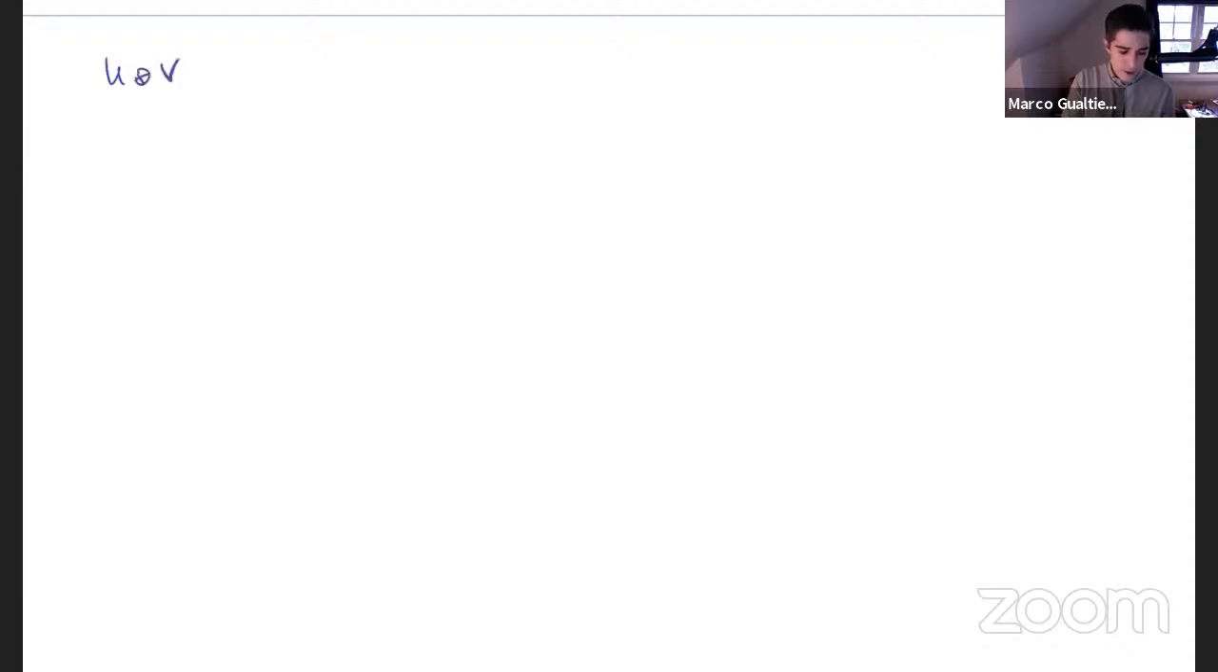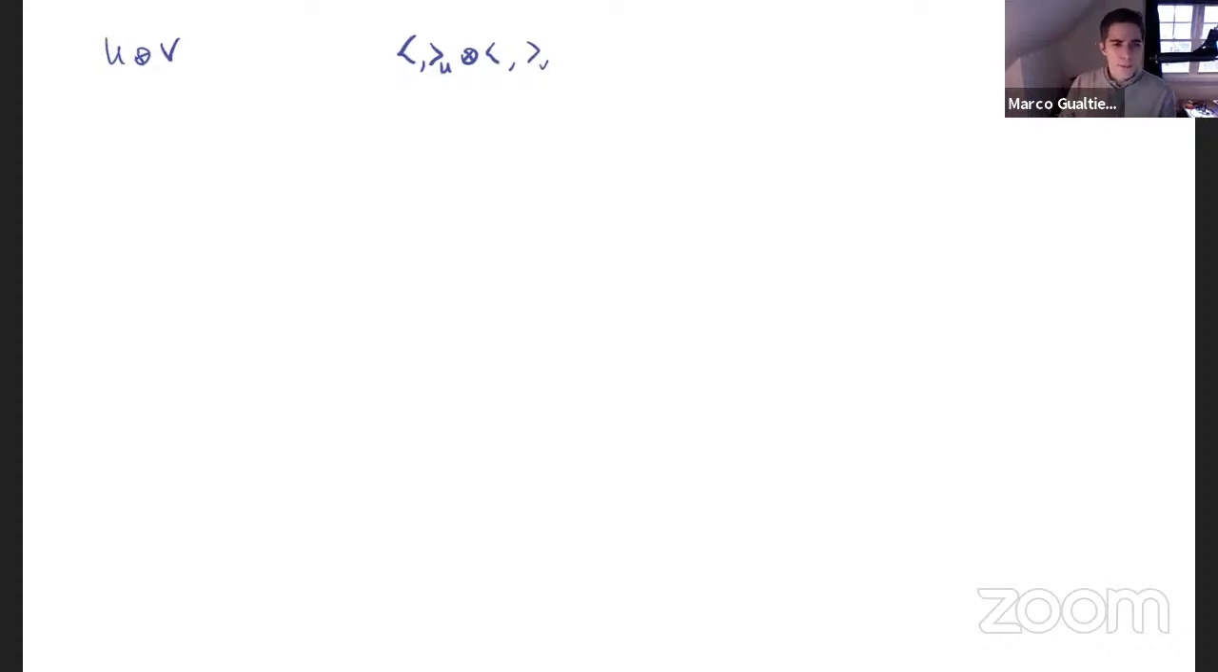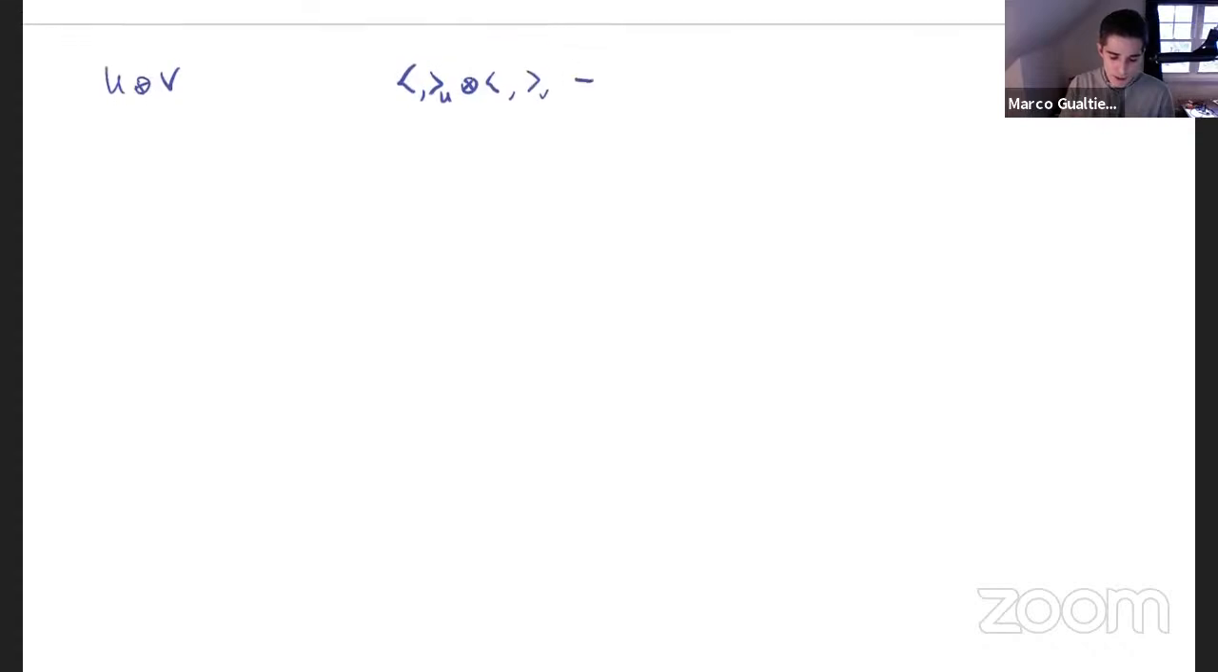Okay, so getting back to the tensor product. So far what we have is U tensor V. We have the inner product. And then I just want to make some comments about the symmetries of this big inner product.